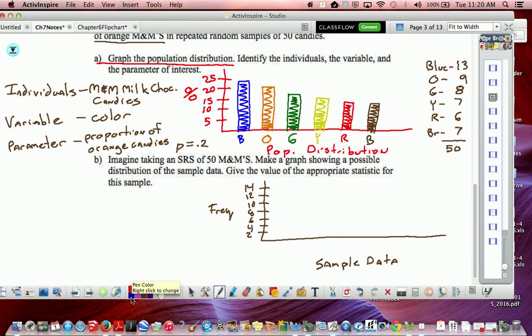I'll try to be color coordinated here. Let's start with blue. Blue was 13. Orange was 9. Green is 8. Yellow was 7. Red was 6. And brown was 7.